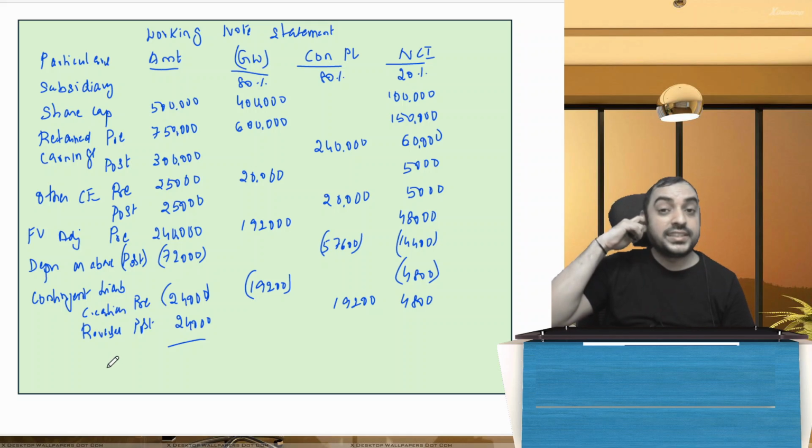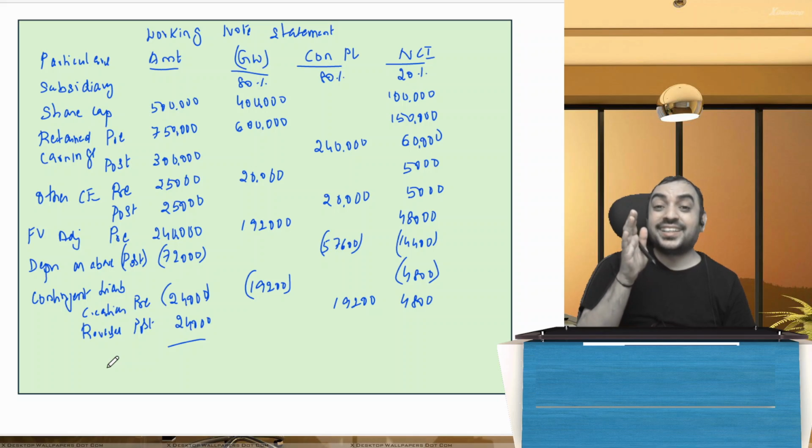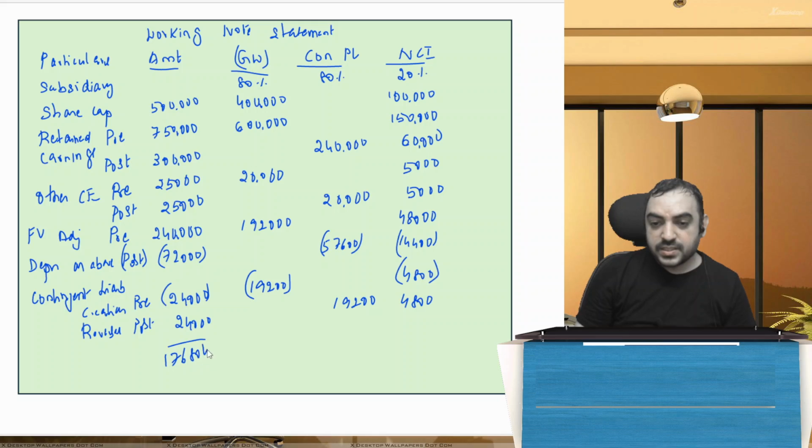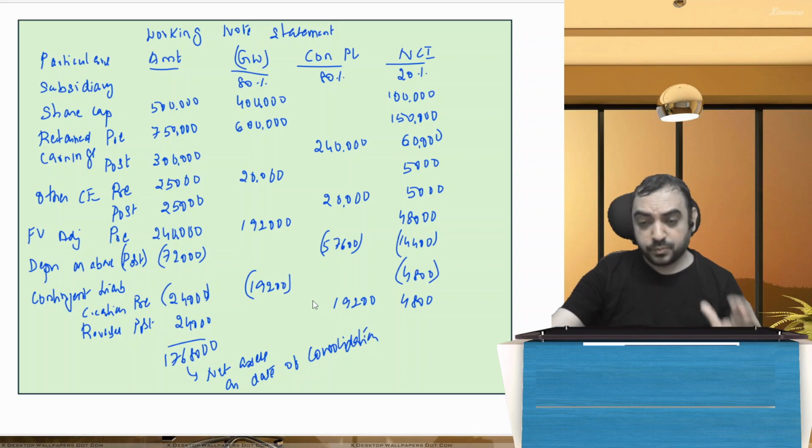The sum of all these amounts will give you the subsidiary company net assets, which will be relevant for impairment calculation. So 5 lakh plus 7 lakh 50 plus 3 lakh plus 25 plus 25 plus 2 lakh 40 minus 72 minus 24 plus 24. 17 lakh 68,000. This is net assets of subsidiary on date of consolidation. This is relevant for my impairment calculation.